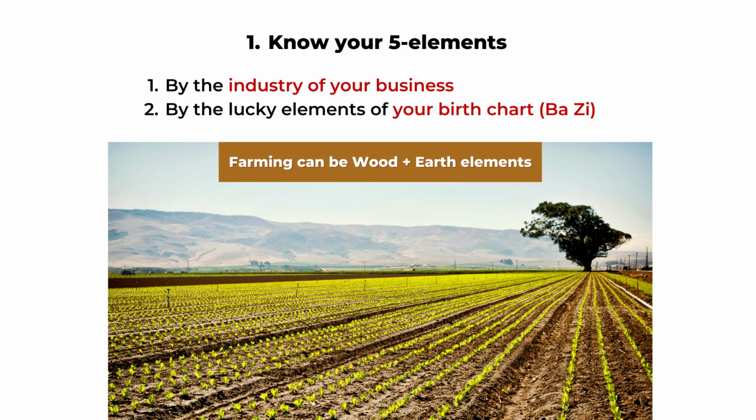The number one tip is to know your 5 elements. In Chinese Feng Shui, everything can be categorized into one or more of the 5 elements. So first, we want to find out your 5 elements, so we know how to emphasize it and bring out the best of your element.